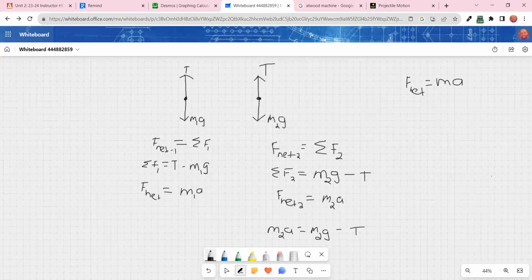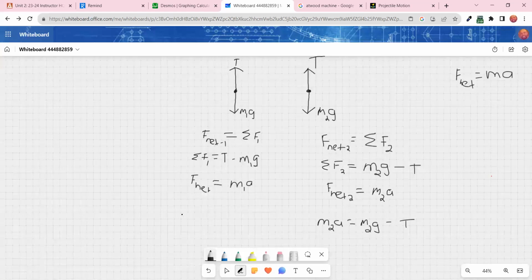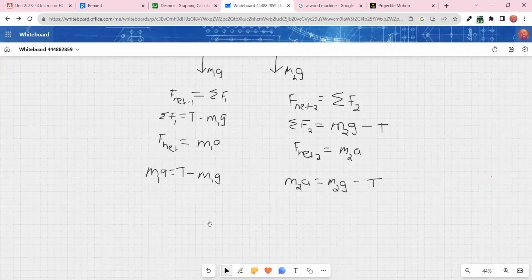And I can do the same thing on this side. What am I going to write down over here? I have net force on block 1 is the sum of all forces on block 1. This is the sum of all my forces on block 1, but net force is also mass and acceleration. What do I write down? ma equals T minus mg. m1a is equal to T minus m1g. Good.